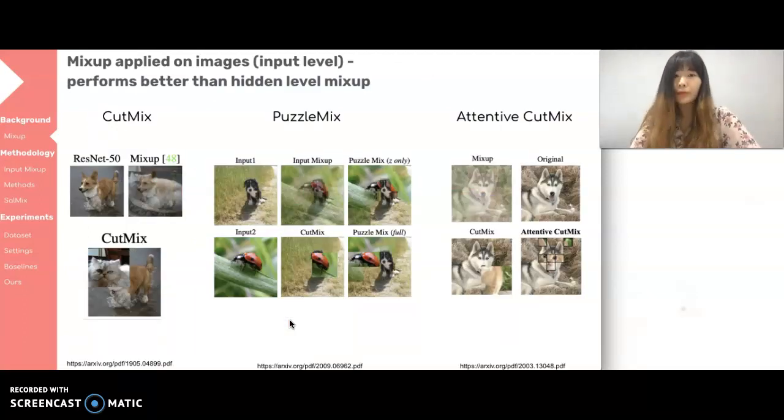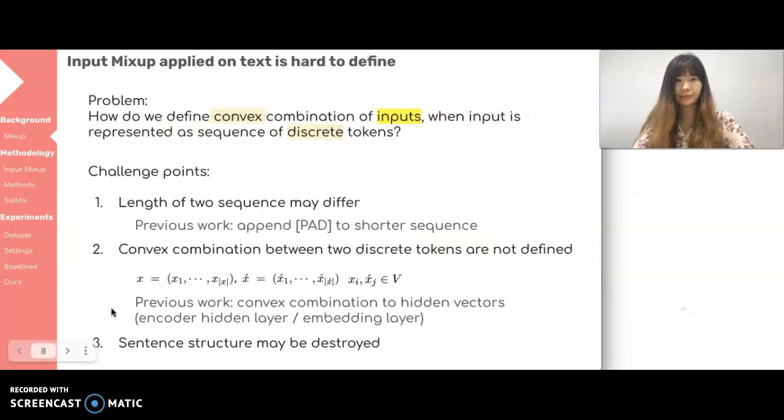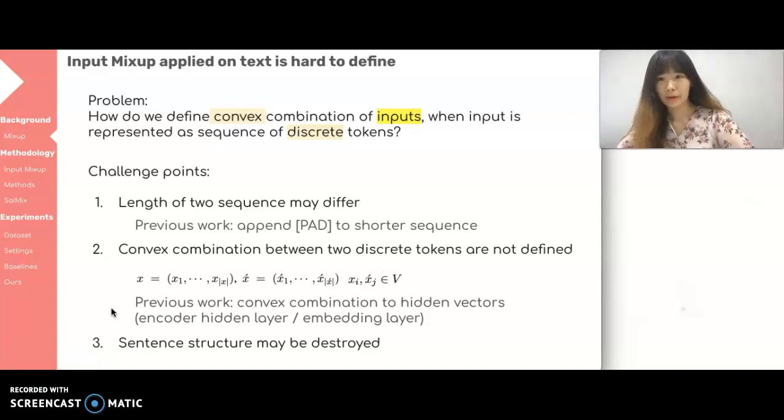However, we found out that input level mix-up was more efficient and performed better than hidden level mix-up, such as CutMix, PuzzleMix, or Attentive CutMix, where they directly applied mix-up or variants of mix-up, like this or like this, to images. So, after investigation, we thought that applying mix-up directly at the input level could also be more effective for text, rather than applying mix-up at the hidden level.